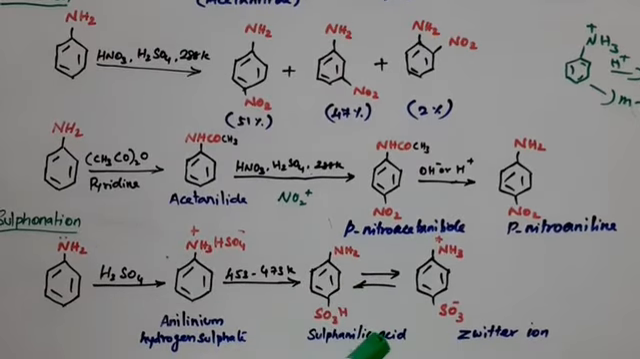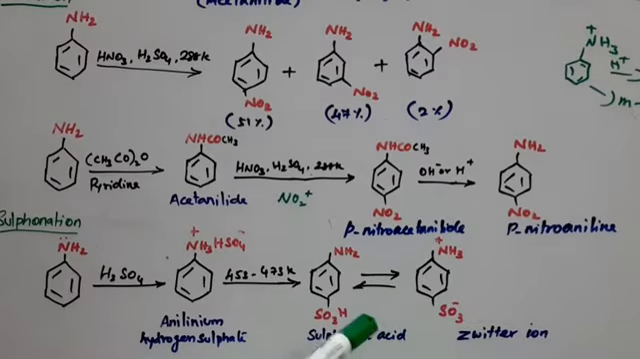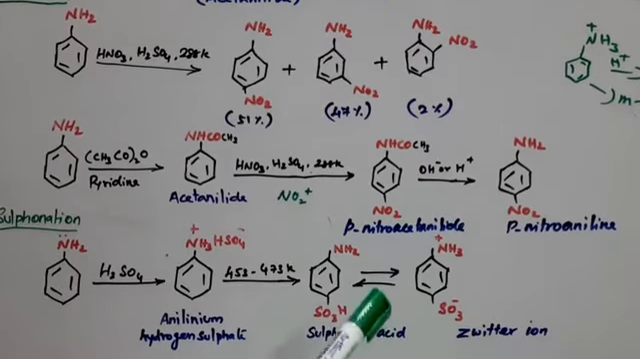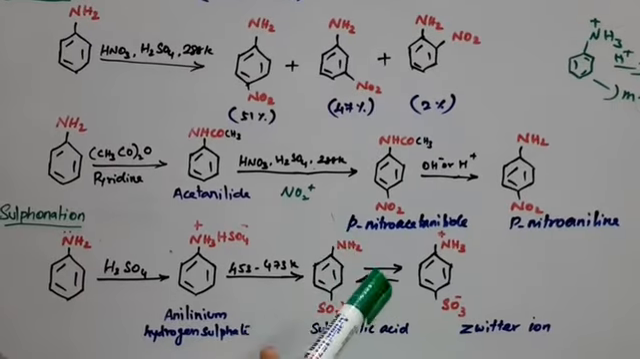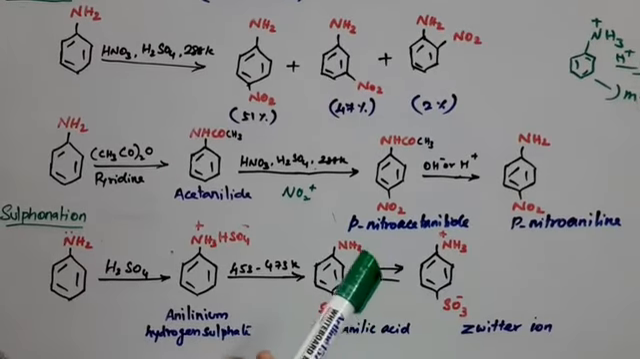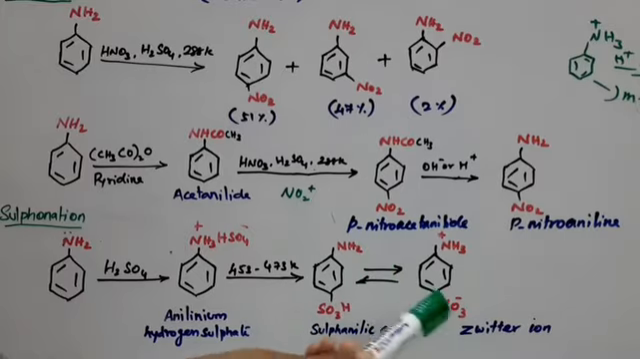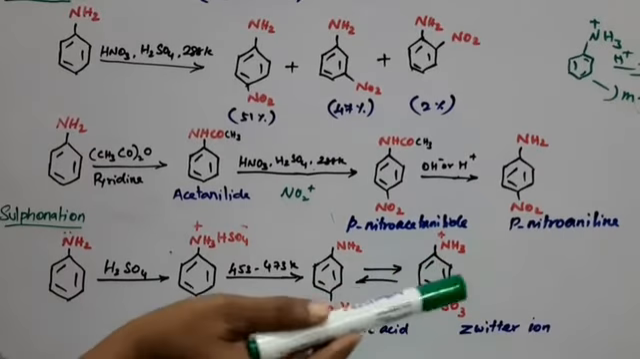Zwitter ion means the same compound contains both acidic as well as basic properties. Already we studied in biomolecules that amino compounds act as both acidic as well as basic medium. So this is the zwitter ion concept.